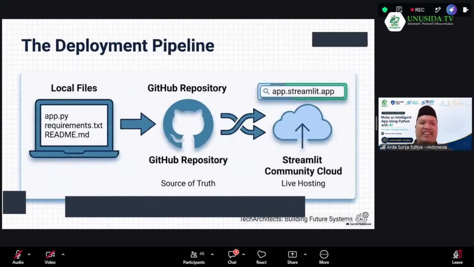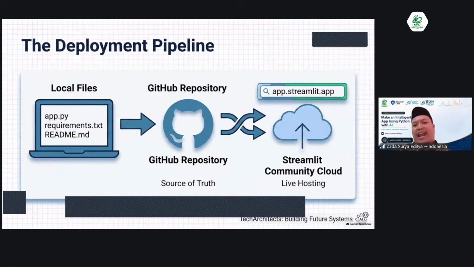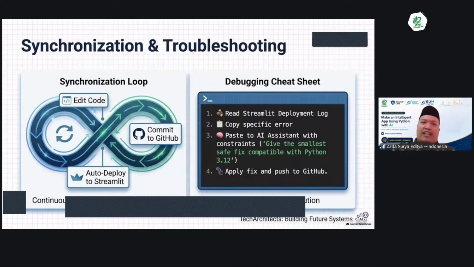Okay. For the deployment pipeline, as we did together, we have the local files, upload them into a GitHub repository, and connect to the Streamlit app for live hosting. After that, synchronization and troubleshooting. I have to show you when your code has an error, where you must edit, and how to troubleshoot your app when an error occurs, and so on.